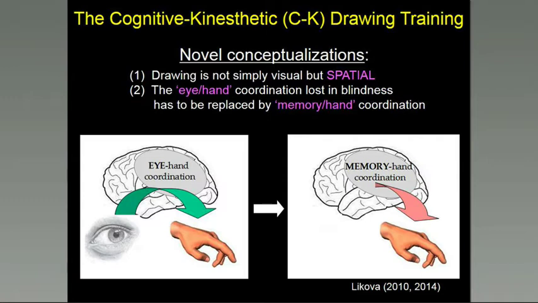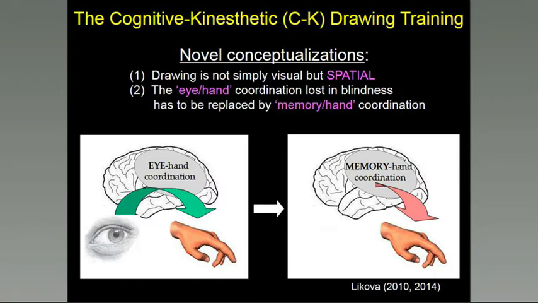The information has to be somehow translated to the motor system, because this information has to guide the drawing hand, and it has to drive with really high precision. So in the sighted, we have this eye-hand coordination mechanism that we use for, obviously, eye-hand coordination. However, with the loss of vision in blindness, this mechanism is also lost.